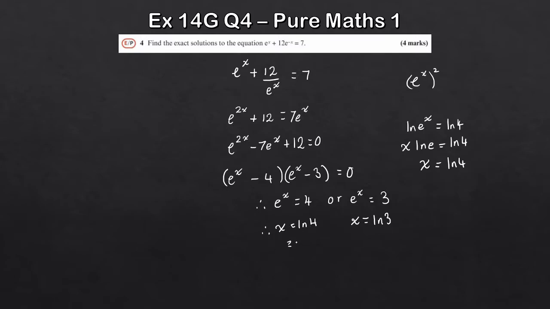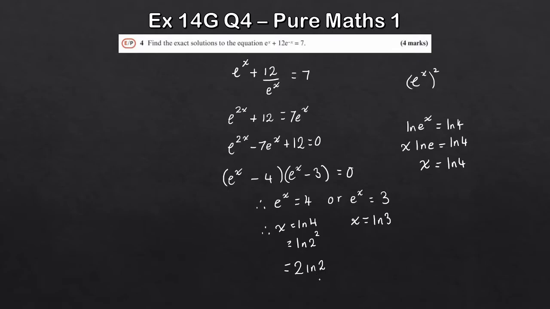This ln 4, we could write that as ln 2 squared, and then remember the power rule with logarithms. I can bring this 2 down to the front, so 2 ln 2 there. That's just a nicer way of putting it, but we can't do anything with that ln 3, so we just leave that as it is.